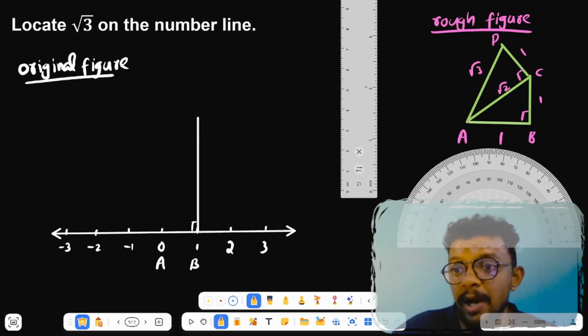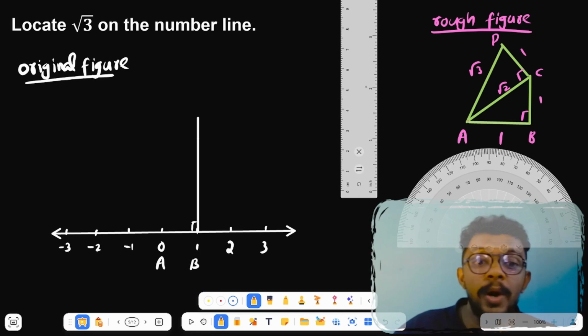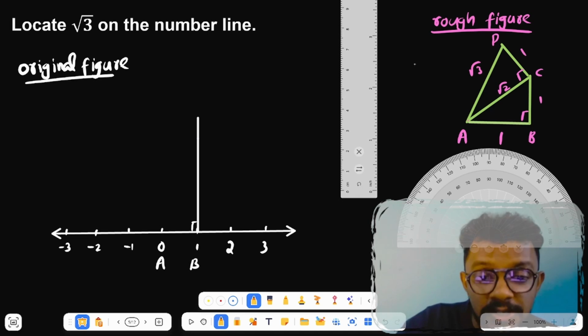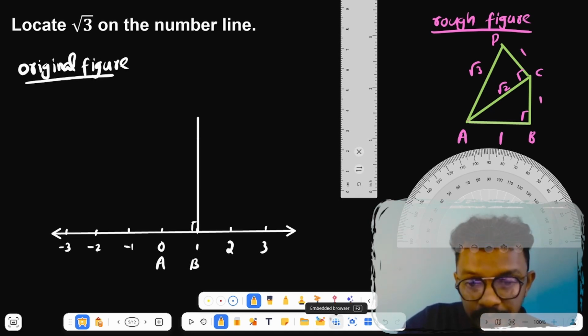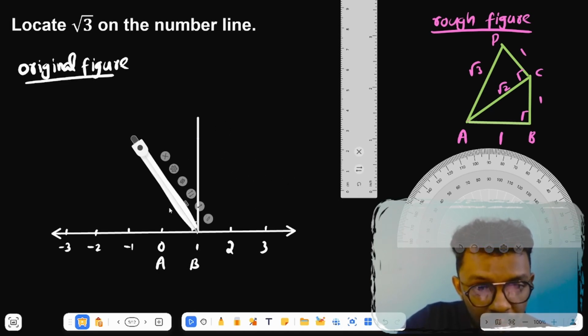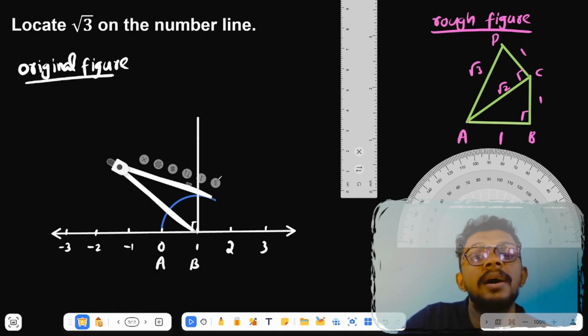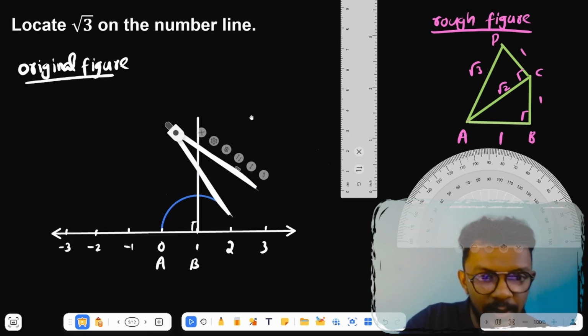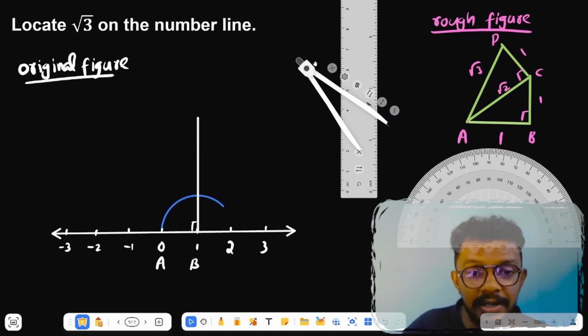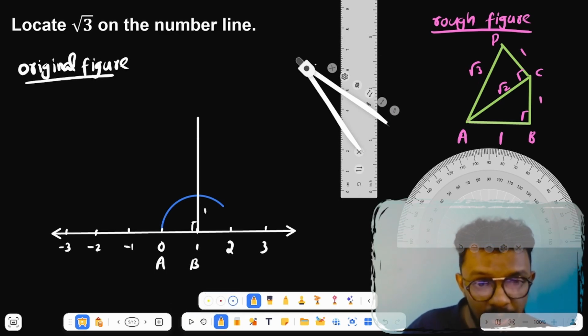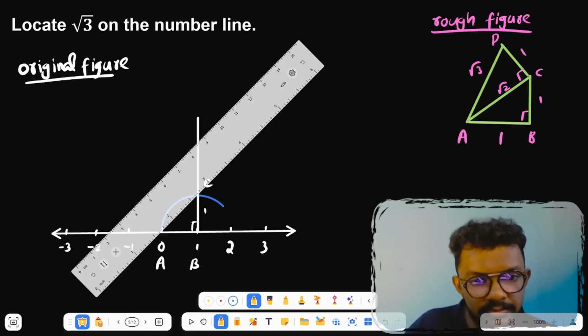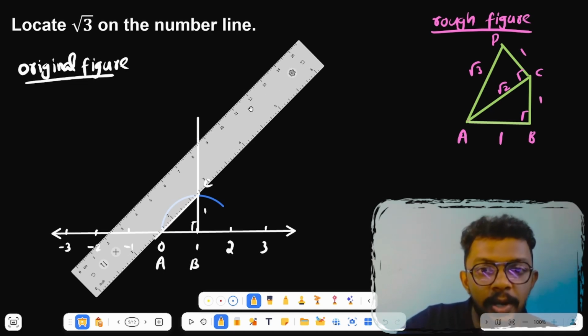Now in order to get C, I have to take 1 unit. Whatever 1 unit I took on the number line, I need the same 1 unit. So in order to take the same 1 unit, I will choose a compass. Take the 1 unit value, and I marked it. Automatically, this point is C. It's time to draw them. So I got OC.